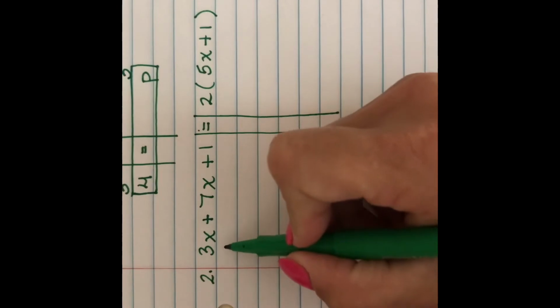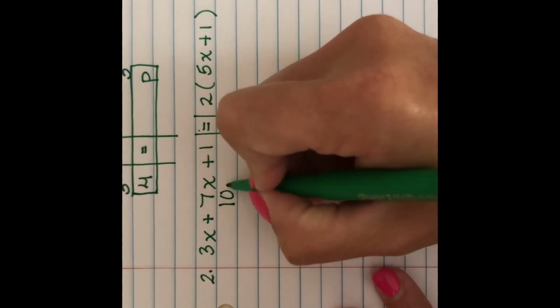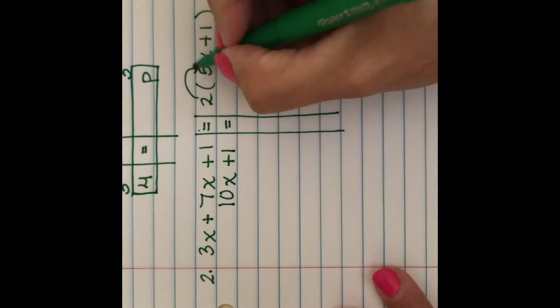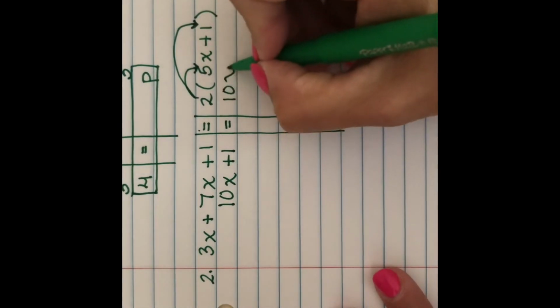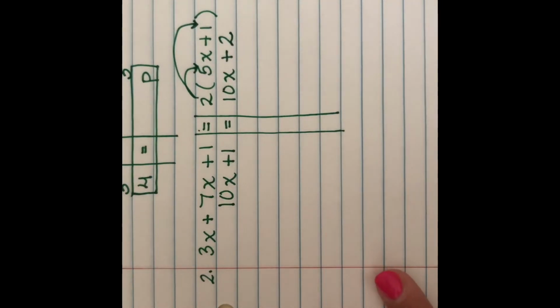Okay, on the left side I have like terms. 3x plus 7x makes 10x. On the right side I have distributive property. So 2 times 5x is 10x, and 2 times 1 is 2. I'm looking for the smallest variable.